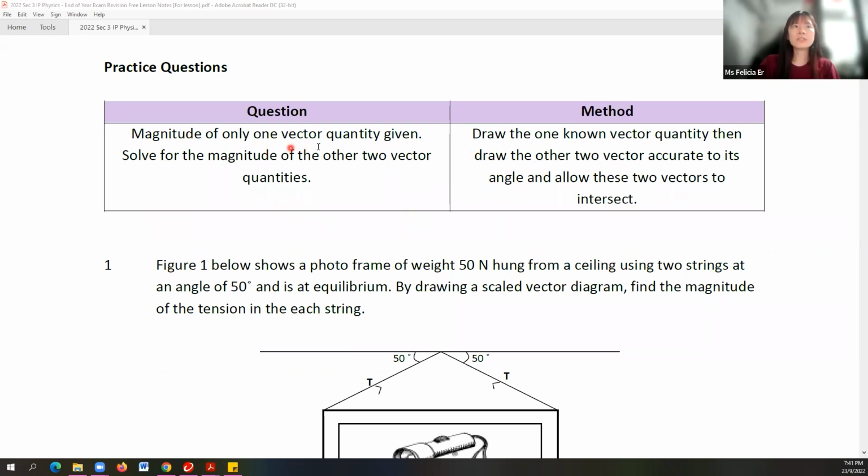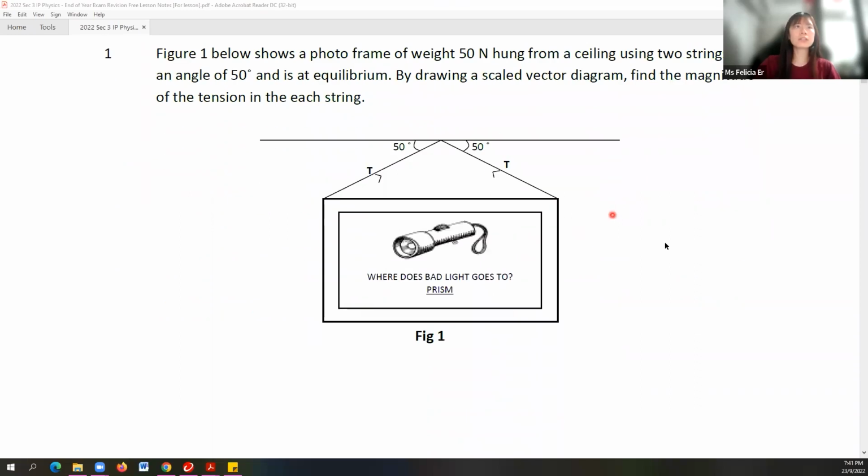But this time around, if they only give you one, then how? Since they only give you one, the method is that you draw the one that is already given to you. Then for the rest, usually if they never give you magnitude, they will at least give you the angle. So you just measure according to the angle and let the lines intersect. What do I mean by this method? Let's take a look at this question here.